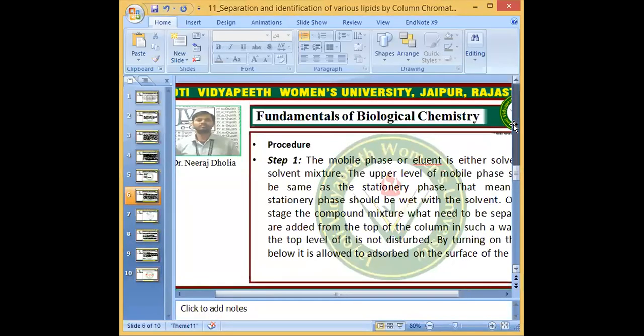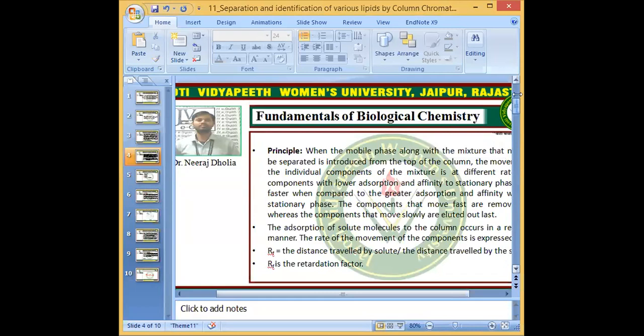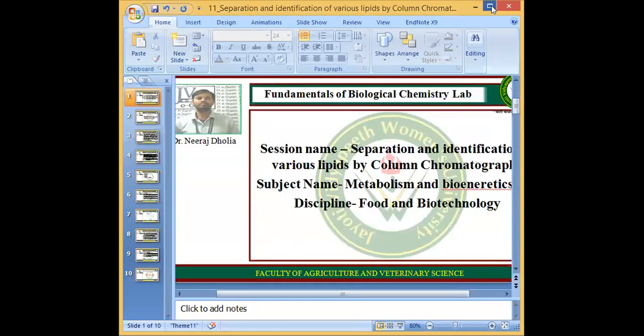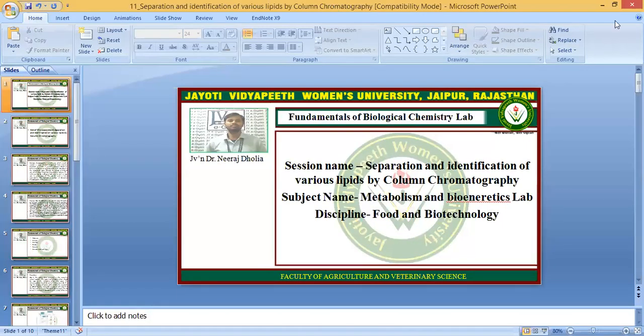So today we are here to discuss the topic: separation and identification of various lipids by column chromatography. So this comes under the subject Metabolism and Bioenergetics Lab. So let's start.